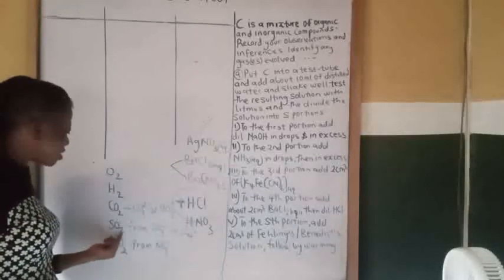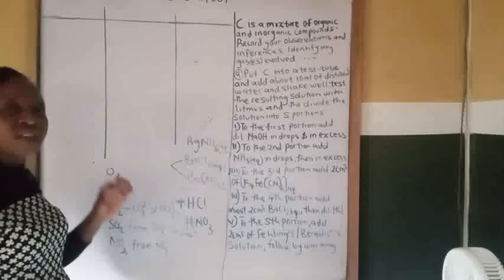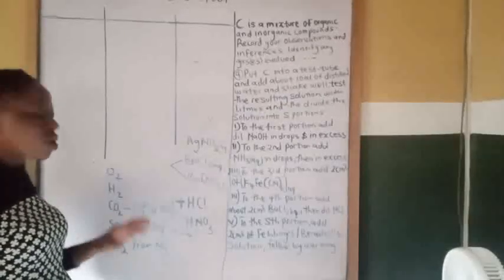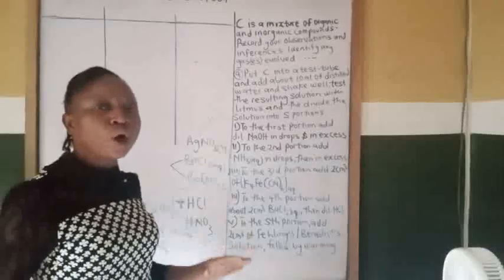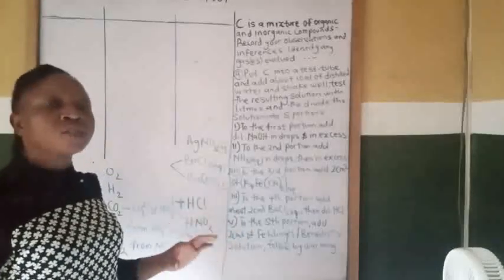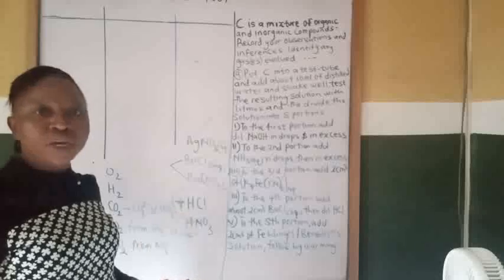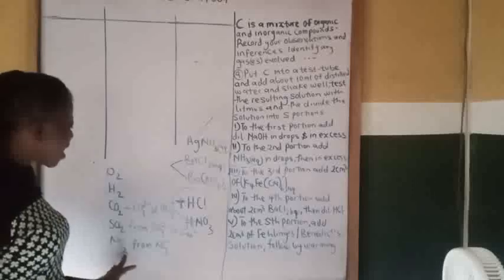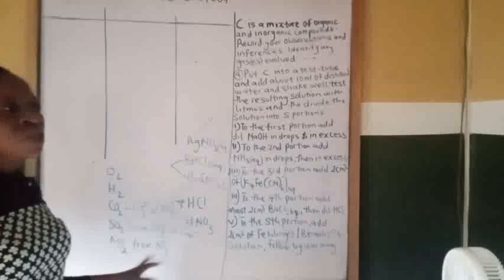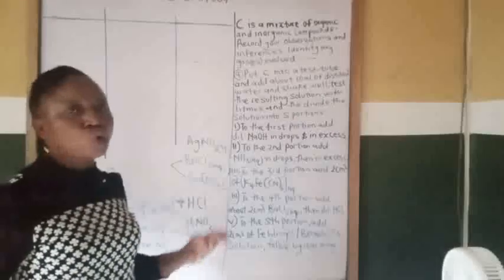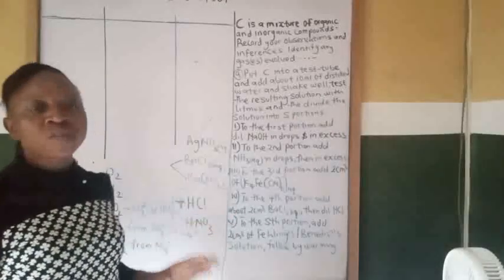Then SO2 gas is a colorless gas with pungent or irritating smell. It turns the purple color of KMnO4 to colorless, or it turns the orange color of potassium dichromate to green. Then NO2 is a brown gas. It's brownish. It turns starch iodide paper to blue-black.